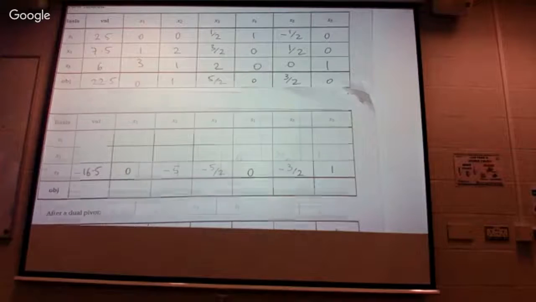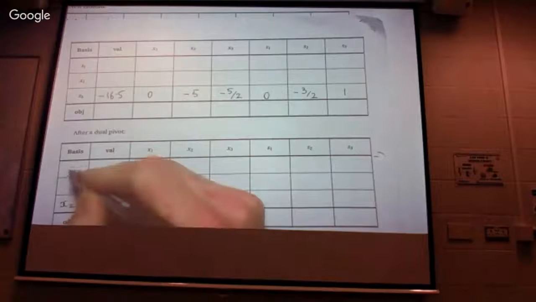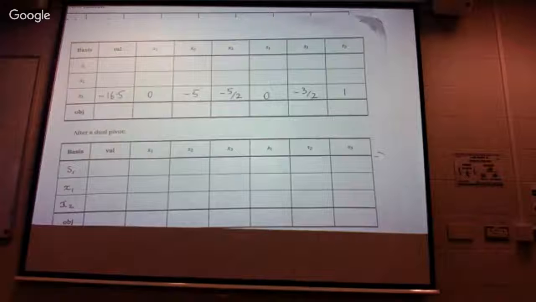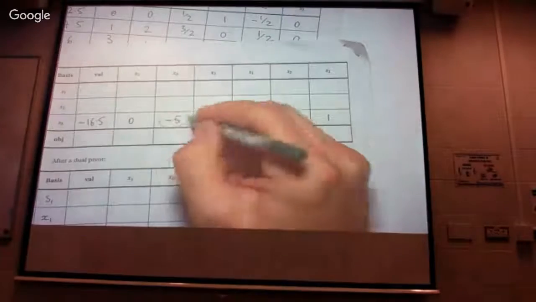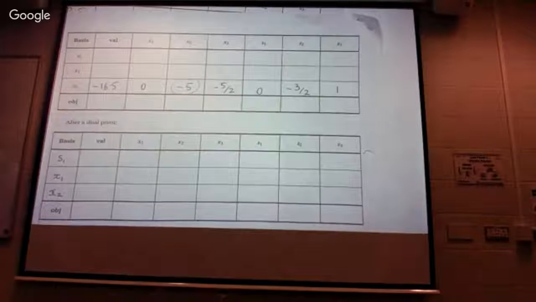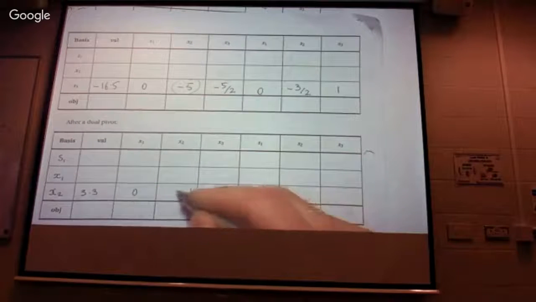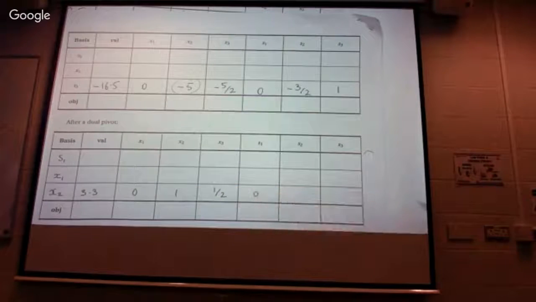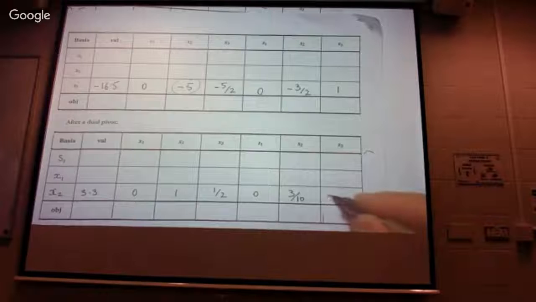So what does that mean? That means that S3 has gone out of the basis. You get X2 here, S1, X1. So you have to divide everything by 5. Apparently what you get is 3.3, and 0, and 1, and 1/2, and 0, and 3/10, and minus 1/5.